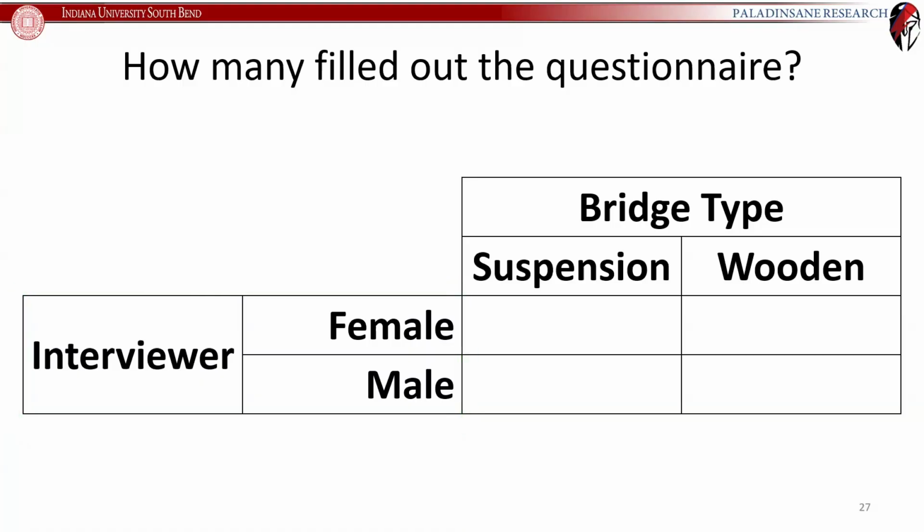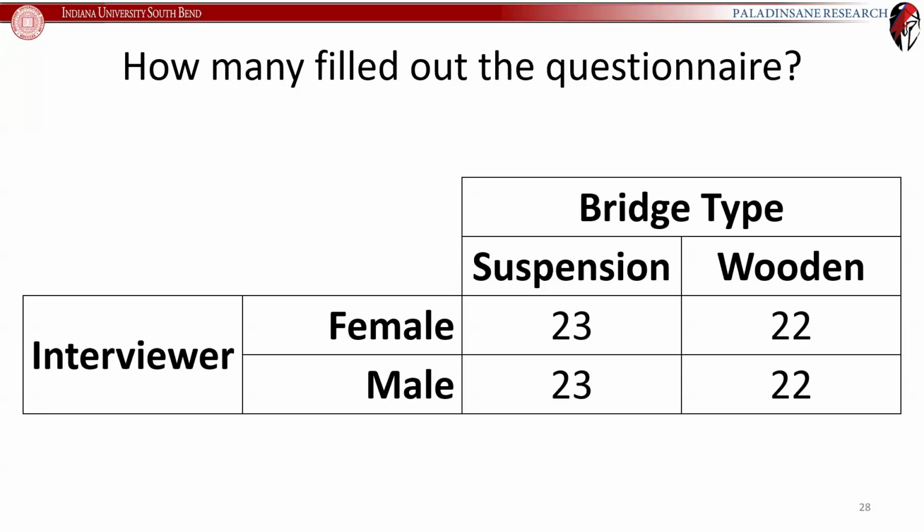So the first data that we're going to extract from their rather complicated table is for bridge type, suspension and wooden, and interviewer, female and male: how many filled out the questionnaire? And this is the data right here.